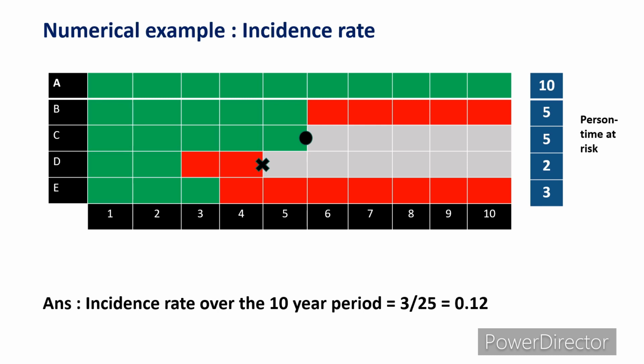he developed disease, right? So you calculate the person time at risk for all the cases, and you look at the new cases in this case. In this case, the number of new cases is 3: case B, case D, and case E. So 3 divided by the total person time at risk. When you count all those person years, 10 plus 5 plus 5 plus 2 plus 3, you get 25. So the answer is 0.12.